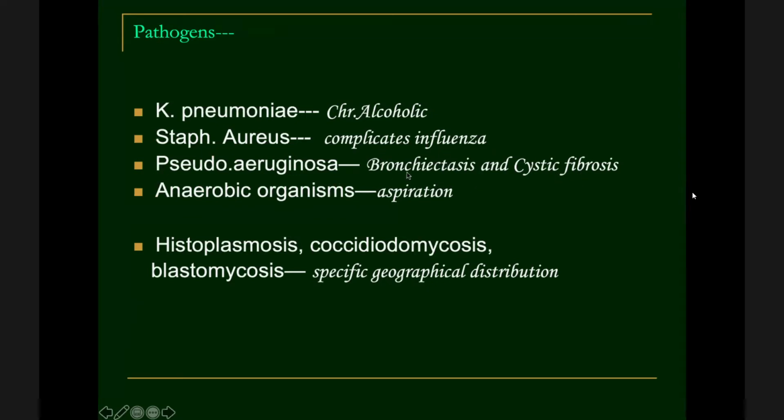And anaerobic organisms are mainly responsible when there is a high chance of aspiration pneumonia. So if the patient is vomiting and there is aspiration or regurgitation, then we have to think about anaerobic organisms as the culprit in the formation of pneumonia.